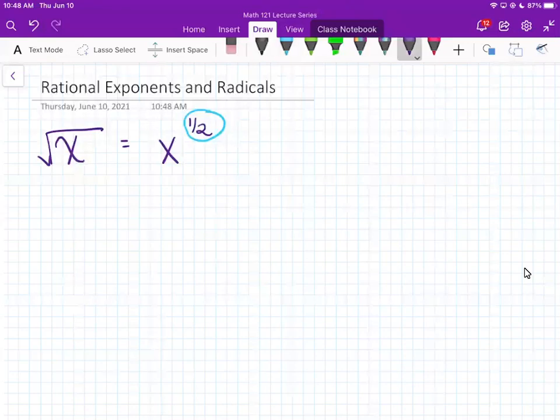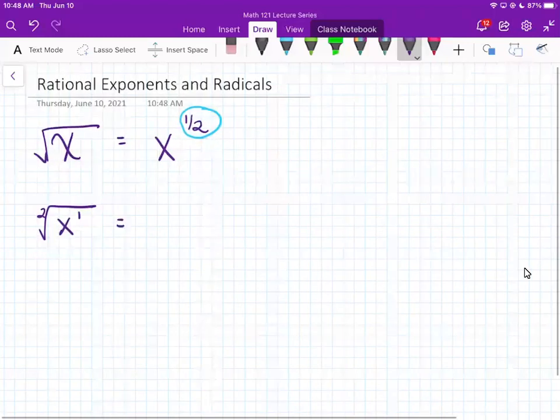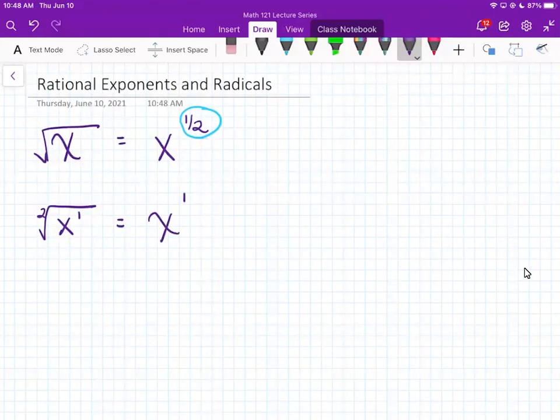Remember, a square root has an understood 2 out here, and this x has an understood 1. So that translation comes to the inside value becomes your numerator, and the outside value becomes your denominator.